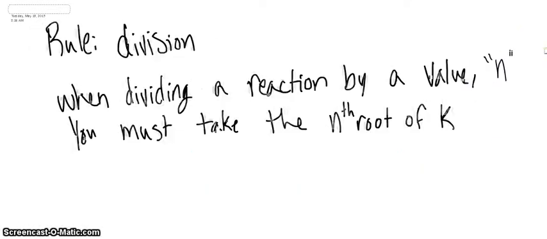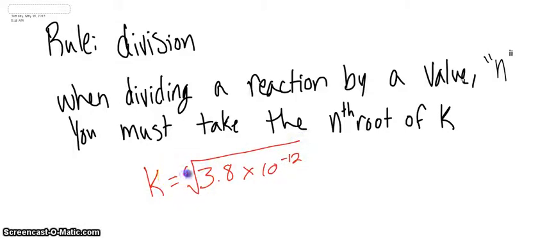The next rule is division. When you divide a reaction by a certain value, we'll call that value n, you must take the nth root of K. So if I were to divide a reaction by 6, I would need to take the 6th root of this K value. So I just go ahead and do that and put a little 6 here.